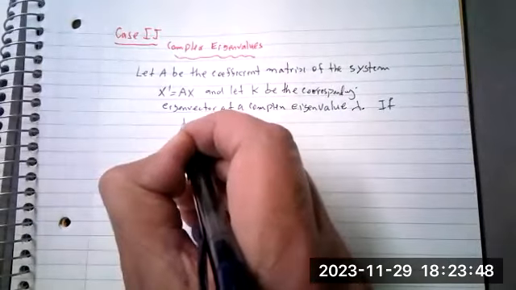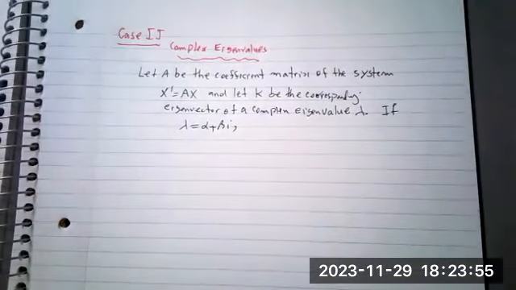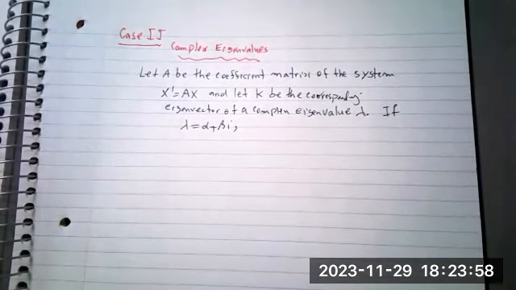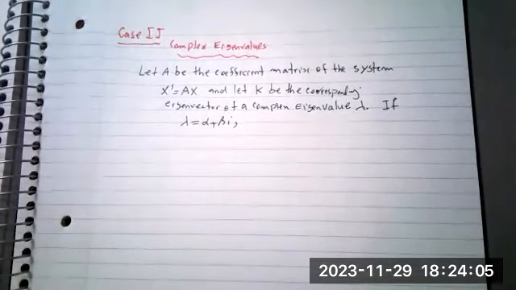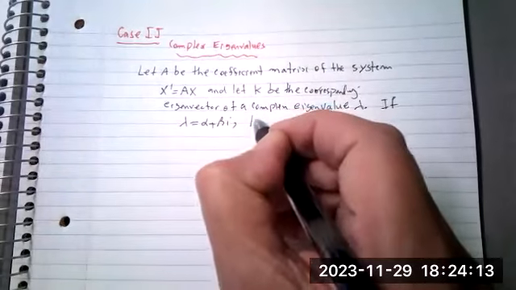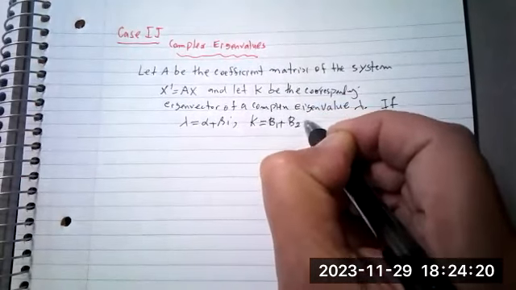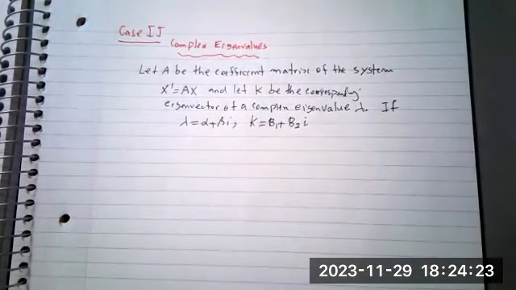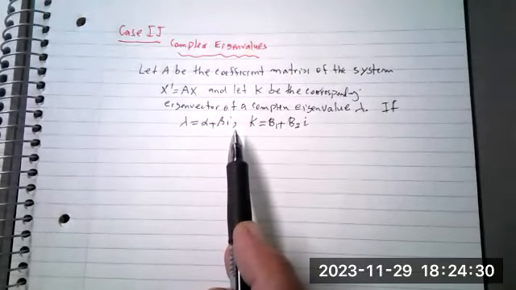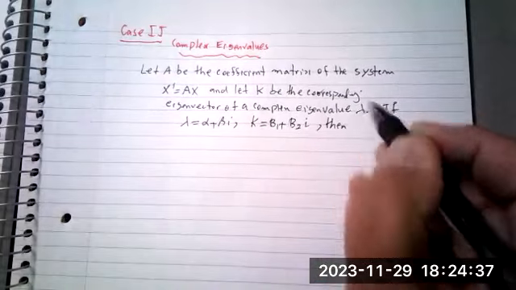Suppose lambda is equal to alpha plus beta i. For this lambda, you are going to find the corresponding vector. Your vector is going to be in complex form, so the coordinates are going to be complex, in the form of B1 plus B2 i. It's going to be a column matrix. You break it into the real part and imaginary part, like alpha plus beta i. We're going to have something similar for the vector K.